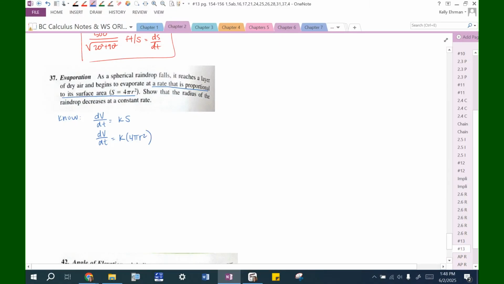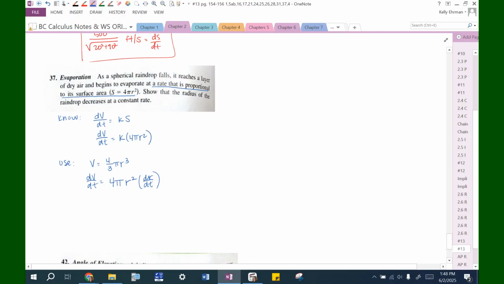So what else do we know about the volume formula? We're talking about the volume of a sphere. It's 4/3 pi r cubed. Let's take the derivative with respect to t of both sides. We've done this a time or two in this assignment now. So 4/3 pi times 3 r squared will be 4 pi r squared, and I need a dr/dt because I took the derivative of an expression with r, but the derivative was with respect to t.